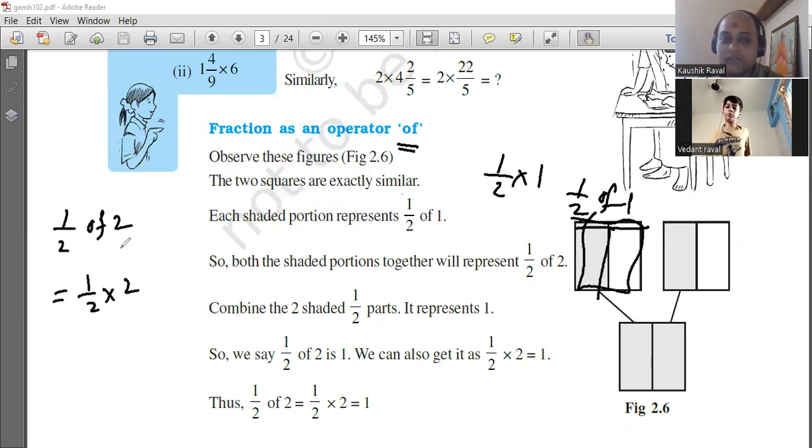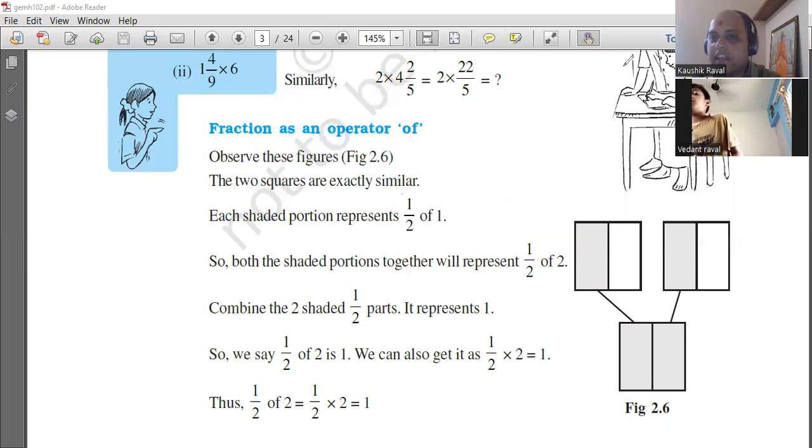2 upon 2. What is the answer here? 2 divided by 2. What will be the answer? The answer is 1. Yes. See, half of 2. Both are shaded, so it becomes 1. Okay, right?